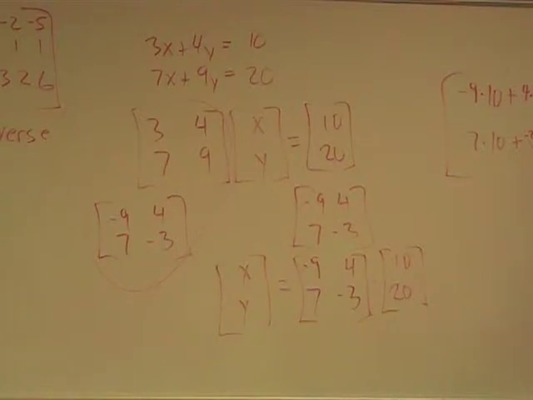You have a question? No. Stage, what do you get? 10. This is negative 90, and 80 is negative 10. 70 and negative 60 is positive 10. Okay, so what did we find?